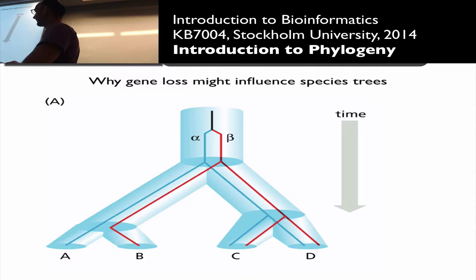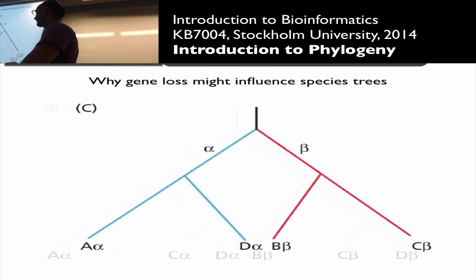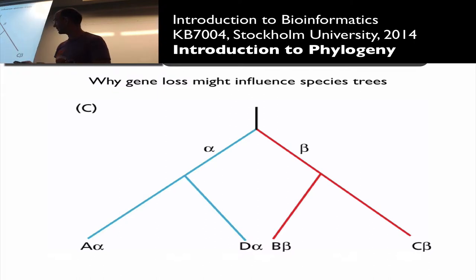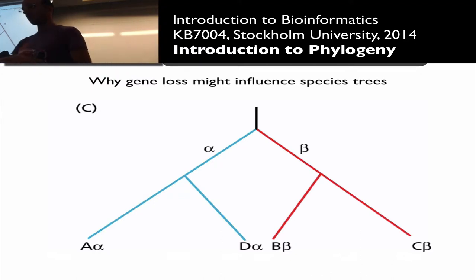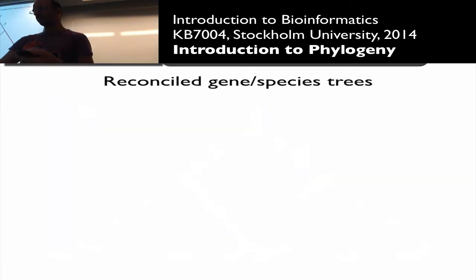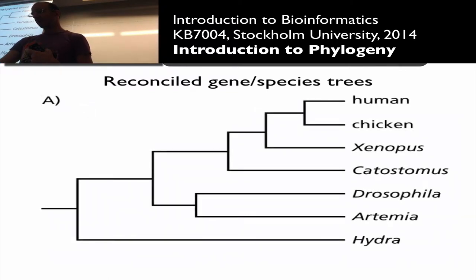A and B are similar, C and D are similar, but in the end you end up with a tree that actually says A and D are more similar, and B and C are more similar. So you look at different genes in different cases. So this kind of loss and gain of genes is a complication. There are people who try to put this all together and have advanced models for modeling all this together, but it's not that easy. But the idea is basically to try to build the species tree and the gene tree at the same time.